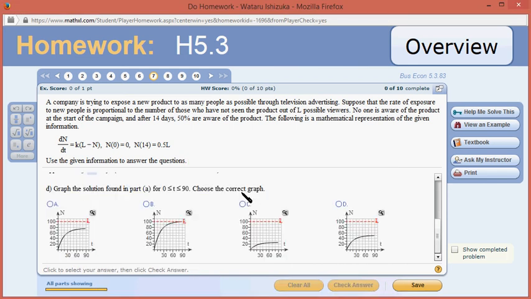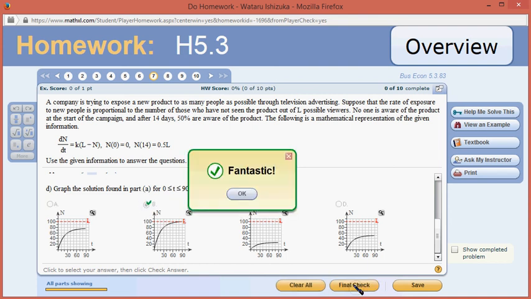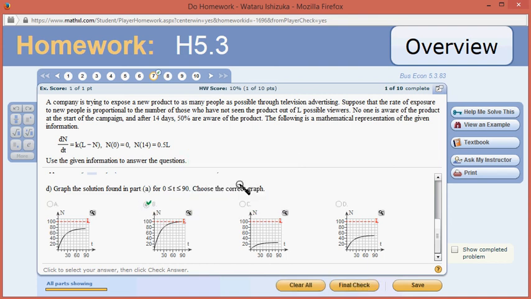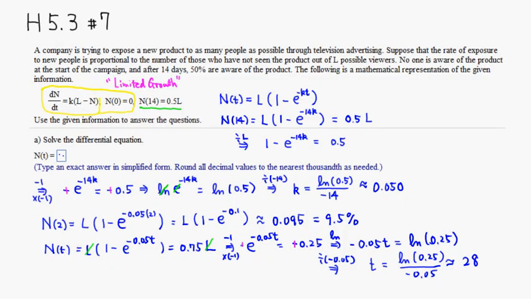Then graph the solution in part A for t between 0 and 90. So the L value is given, it looks like it's 100. You can see that L is the limited capacity, so eventually it's going to head toward L. So this one is away from L, this one is away from L. This is the only reasonable one, so this is going to be it. Check the answer. That's it. I hope that this was clear.